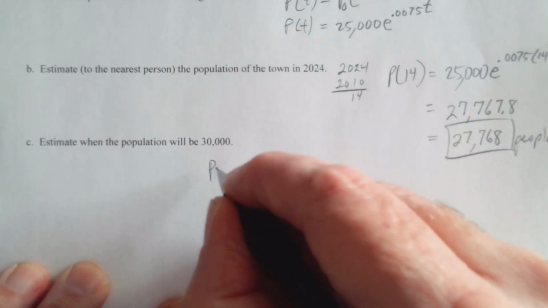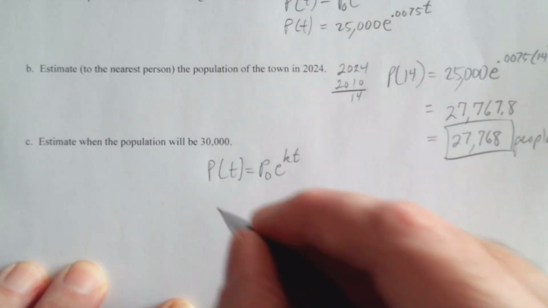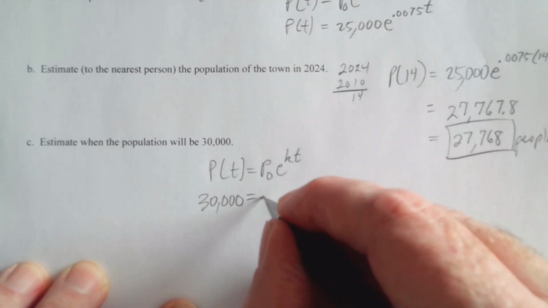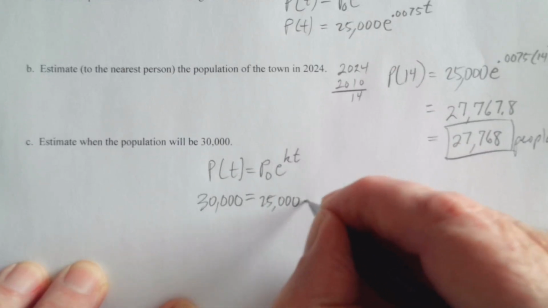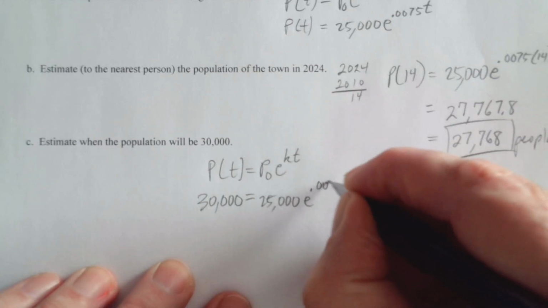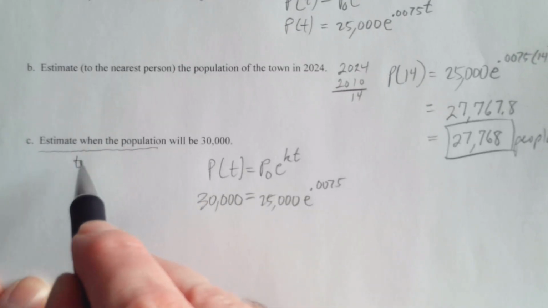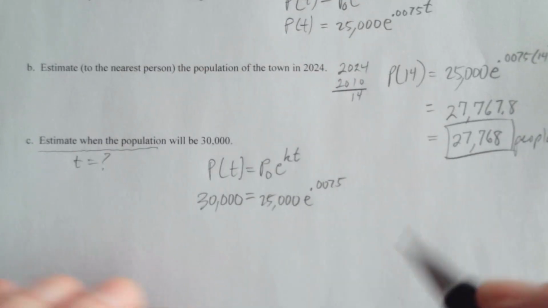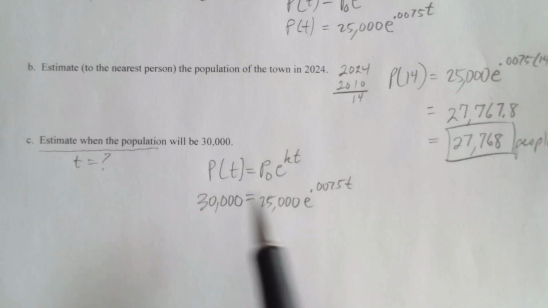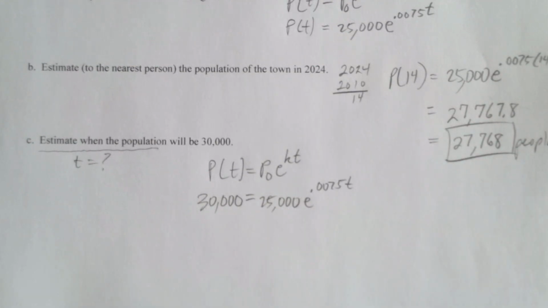So basically, we'll take our original population function. We'll plug in 30,000 here. P is still the same. P naught is 25,000. Our growth rate is 0.0075. By the way, it does say estimate when the population will equal this amount, so we're looking for t. And so this is the equation that we're solving. We just plugged in 30,000 for P of t, 25,000 for P naught, and 0.0075 for k.